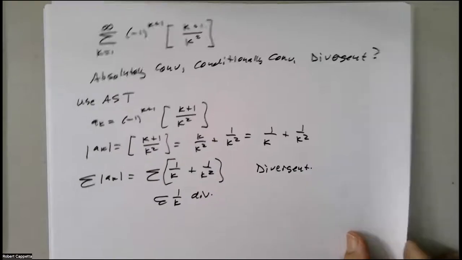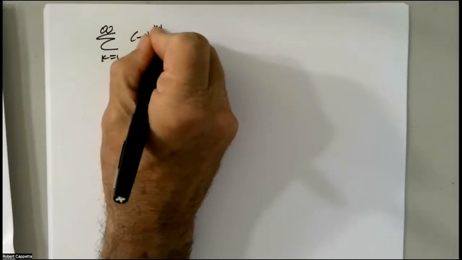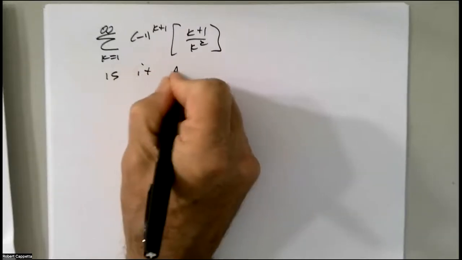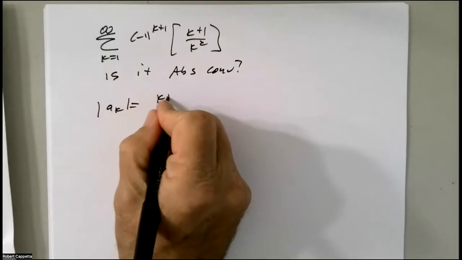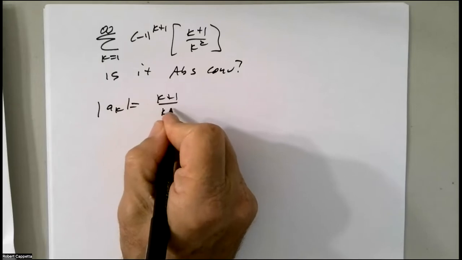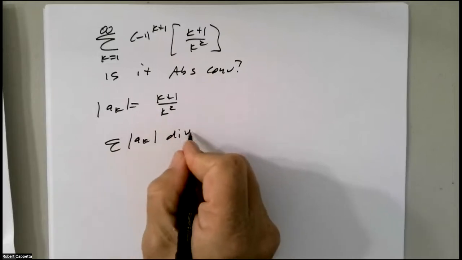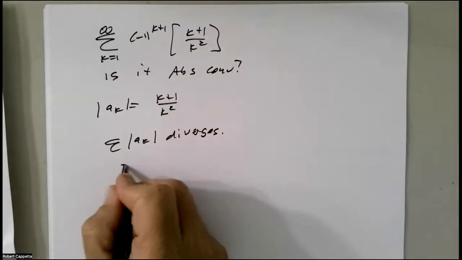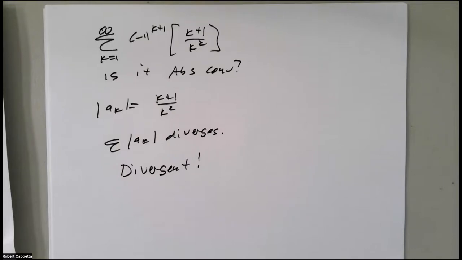Now, is it absolutely convergent? That's my next question. So how about the sum as k goes from 1 to infinity of negative 1 to the k plus 1 times k plus 1 over k squared? Is it absolutely convergent? The absolute value of a sub k is k plus 1 over k squared. Well, we already showed that, didn't we? The sum of the absolute value of a sub k diverges. We saw that on the previous page. So indeed, this is not absolutely convergent. It is not conditionally convergent. It is divergent. So just because it alternates doesn't mean it has to be convergent.